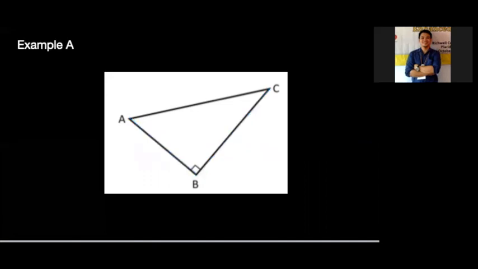What if the base is AC? If the base is AC, then what would be the height? The height must be perpendicular to the base AC. So we start from the vertex B and we need to draw a line that is perpendicular to our base. So this will be the height. Let's try to name this point O. So the height is BO or OB.